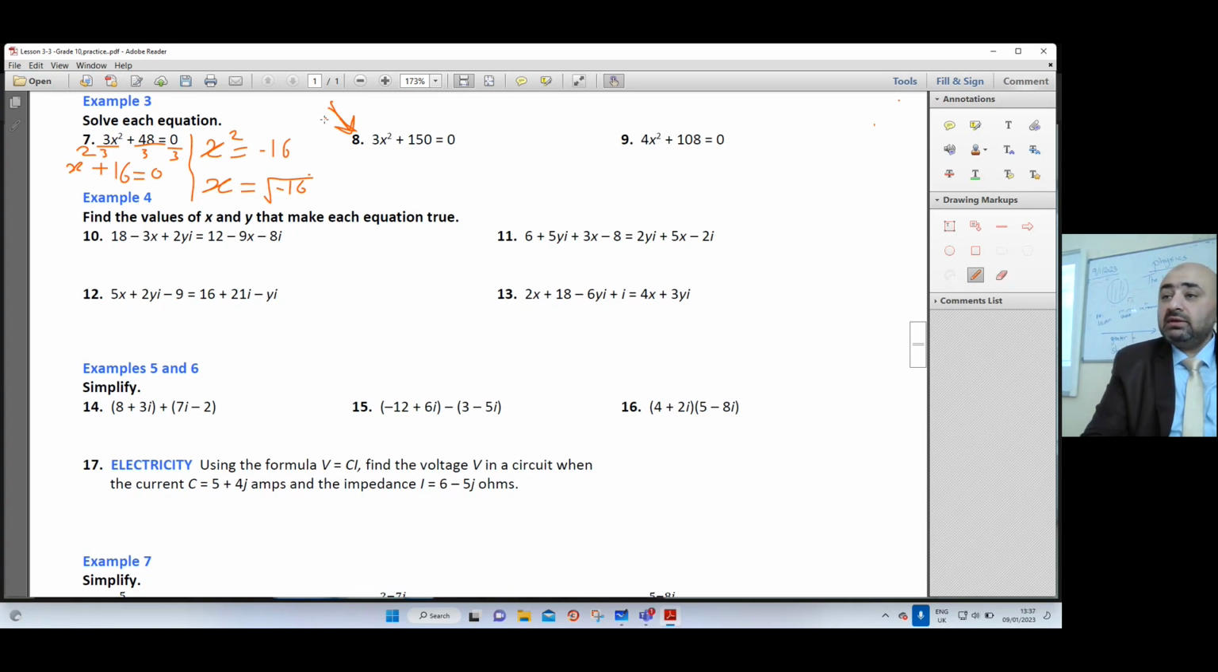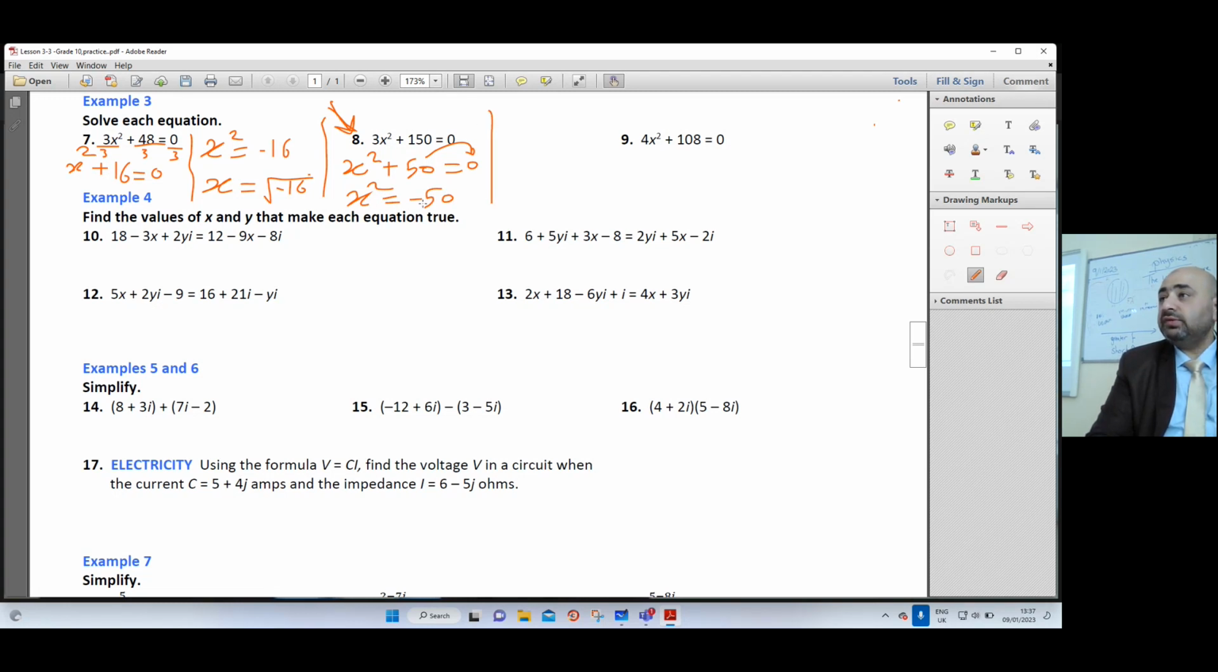Okay, listen please to number 8. Listen very well to number 8. This is an important issue here. At first, here we have 3, and here you have 150. And 3 is a common factor between them. So you can divide the two sides by 3. 3x squared divided by 3 will be x squared. And 150 divided by 3 will be 50, equals 0. Then take 50 to the next side. So x squared equals negative 50.